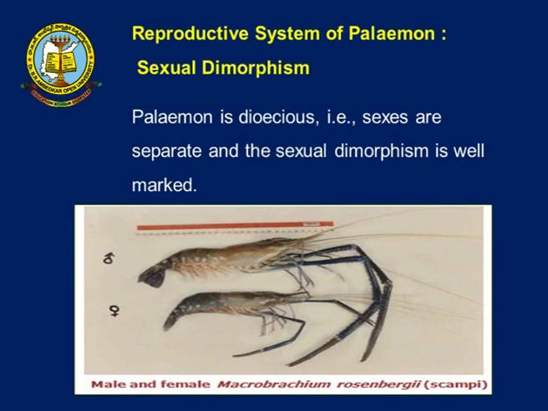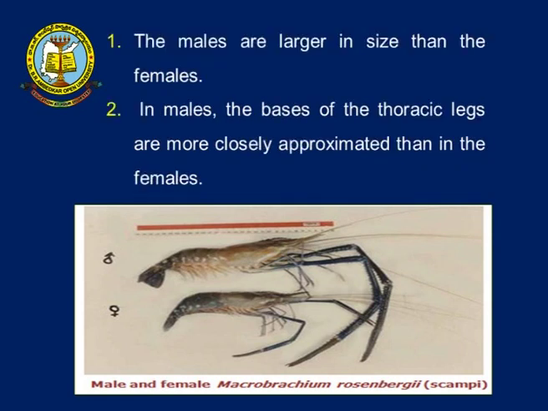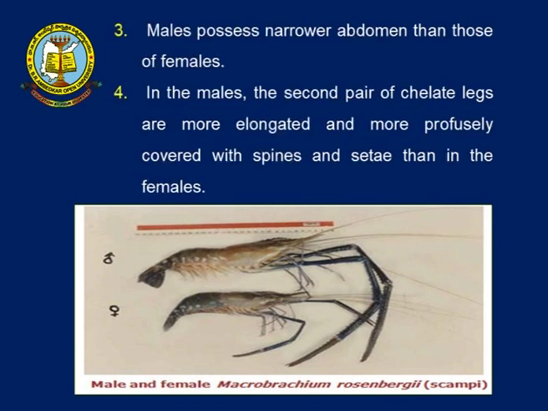Now, coming to the reproductive system of Palaemon, you have a sexual dimorphism, that is the male and female can be separated very easily, you can demarcate them very easily, which is the reason why it is called dimorphism. When you compare male and female, the males are usually larger than the females. In the males, the bases of the thoracic legs are more closely approximated than in the female, whereas in the female they are a little bit away from each other. The male possesses a narrow abdomen, whereas the female possesses a bigger, broader abdomen.